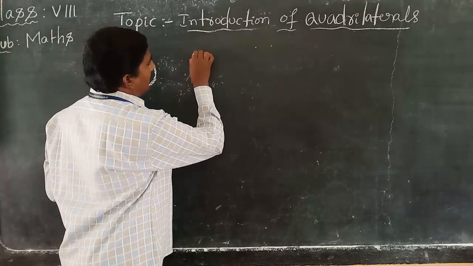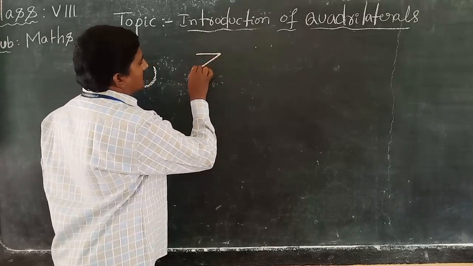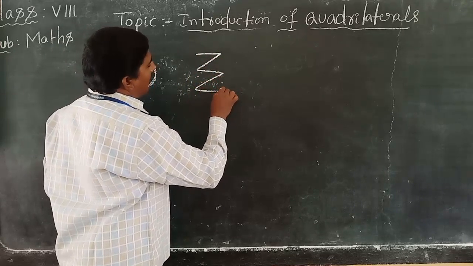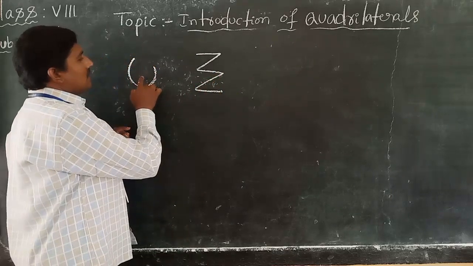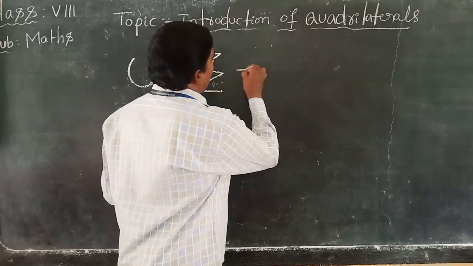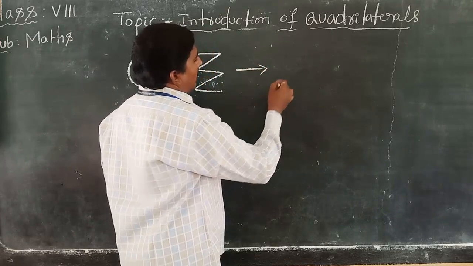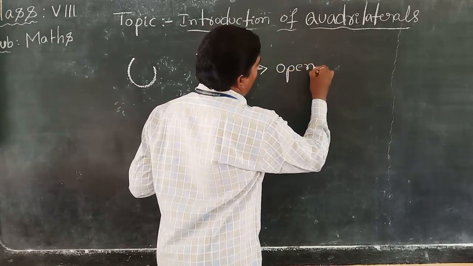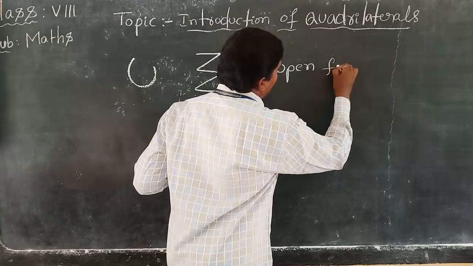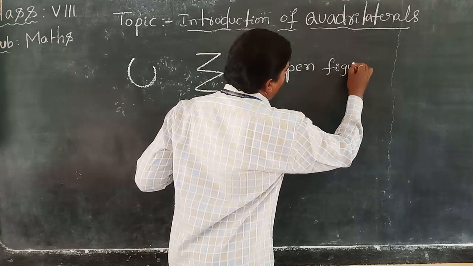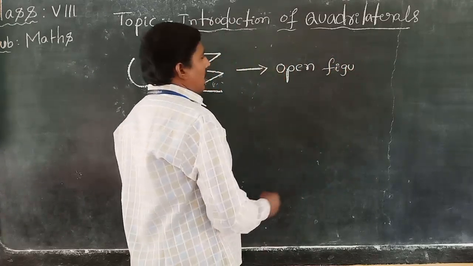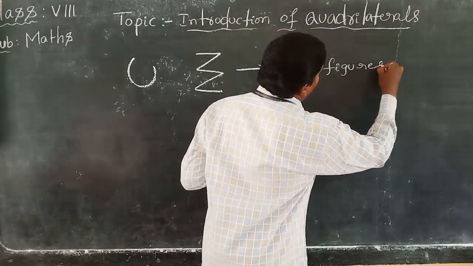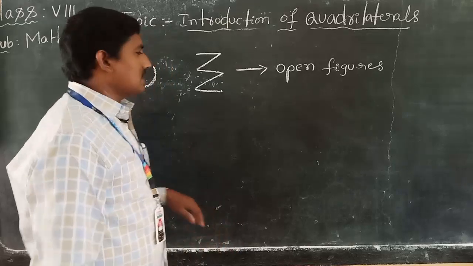So this is the starting point. The starting point and ending point do not coincide. These are called open curves or open figures. Okay. Where the starting point and ending point do not coincide, these are called open figures.